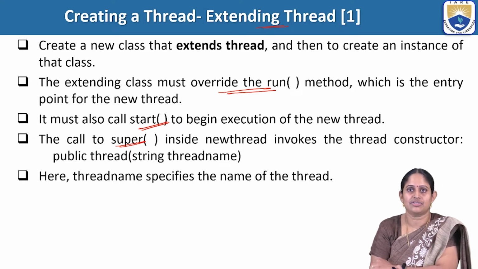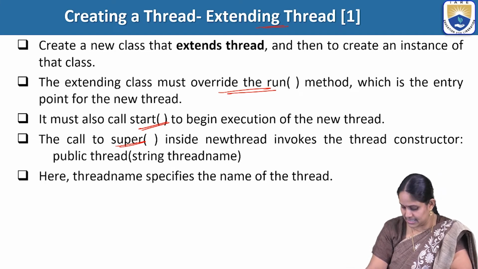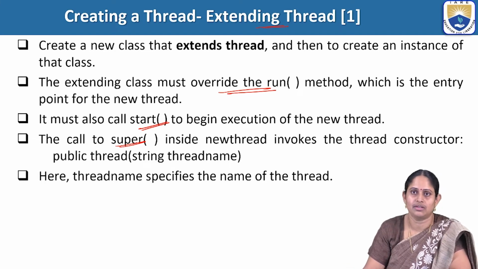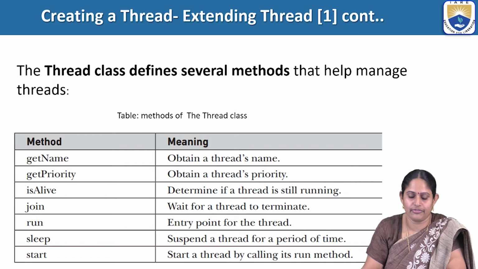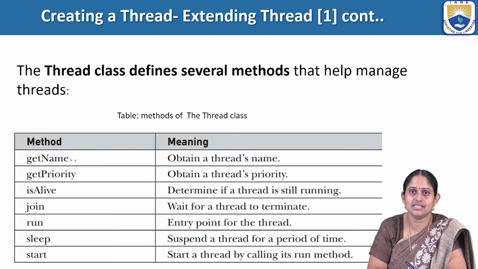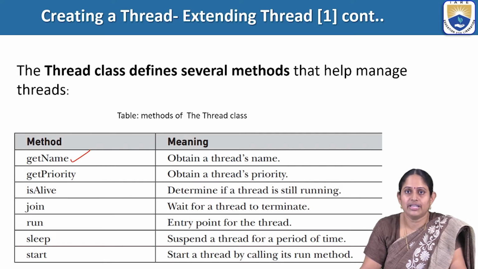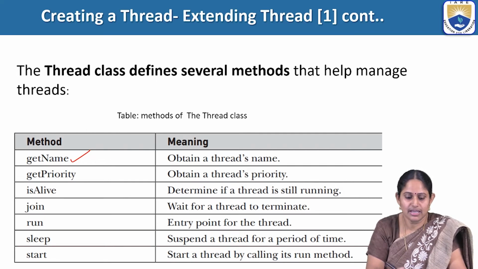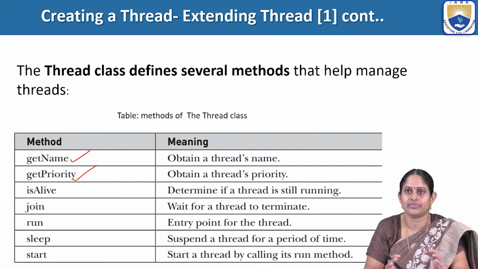To invoke the thread constructor, we may either invoke the super method or we can simply create an object of it and continue our work. Inside the thread class, several methods are defined. One is the getName method, which is used to obtain the name of the particular thread which is executing. The getPriority method will return the thread's priority. Priority means some priority will be given to each thread.